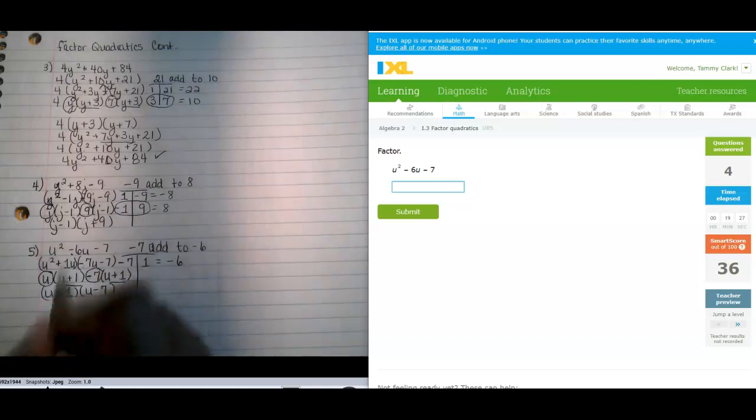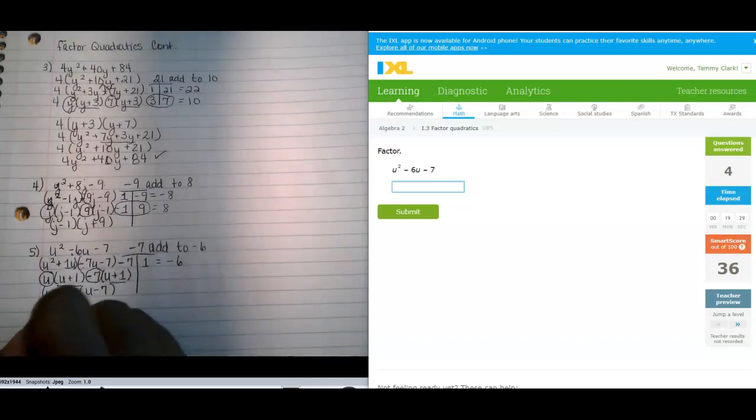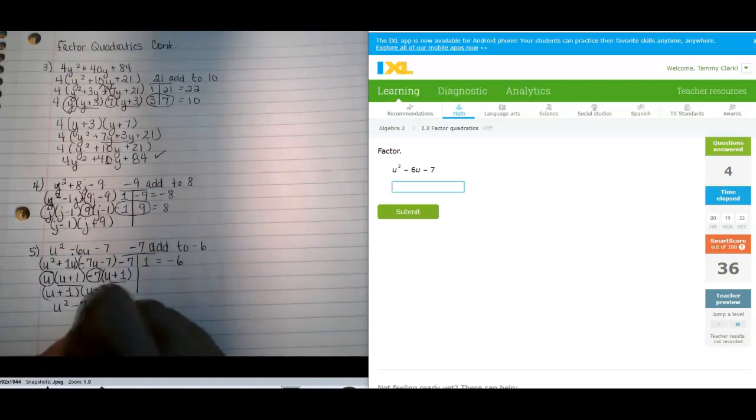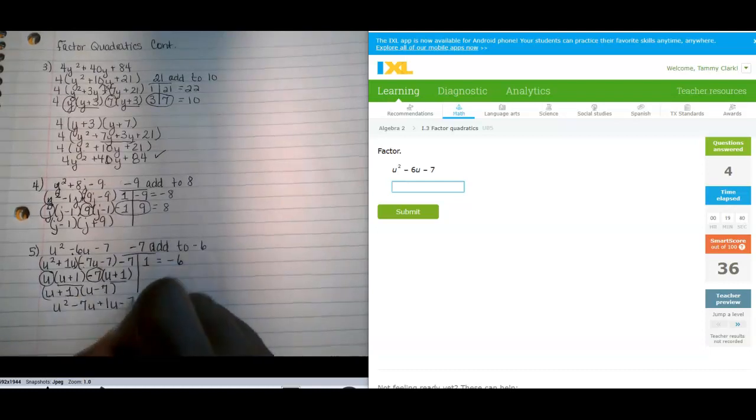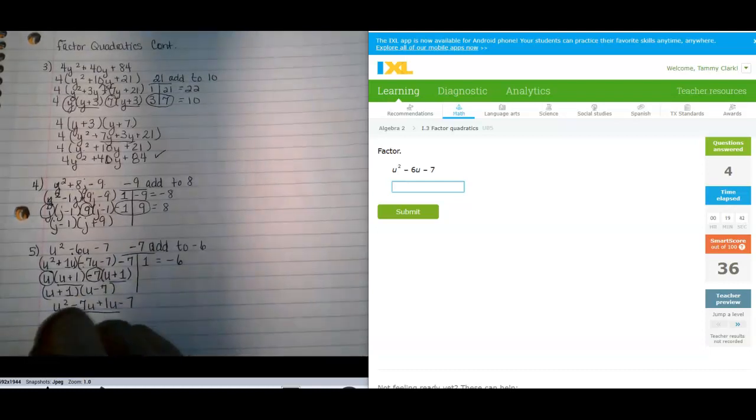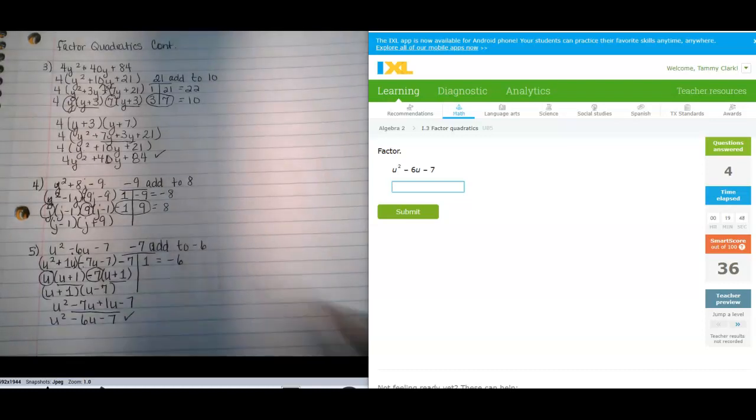Now, I didn't check this one. Let's check this one. So we have u times u, which is u squared, u times negative 7, which is negative 7u, 1 times u, which is positive 1u, 1 times negative 7, which is negative 7. Combine your like terms, u squared minus 6u minus 7. That's exactly what we started with, so we're correct.